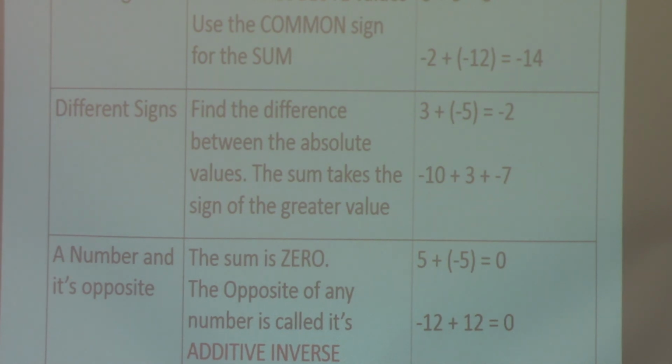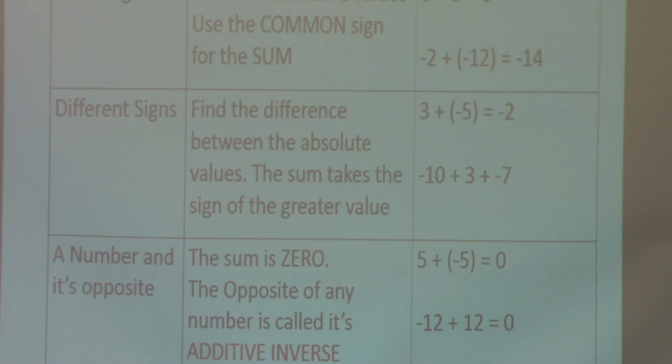The second example. -10 plus 3 equals -7. That's a typo. We're going to find the difference in the absolute values between 10 and 3, which is 7. 10 is the bigger absolute value. It's negative, so the answer is -7. That's a typo. That should be -10 plus 3 equals -7.